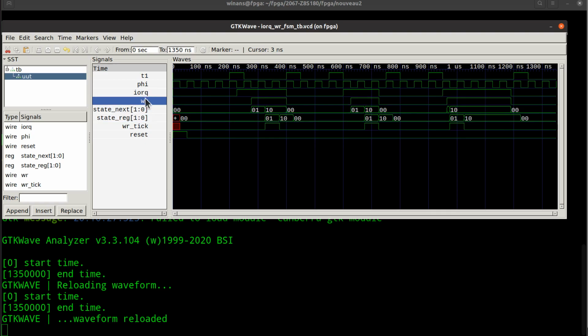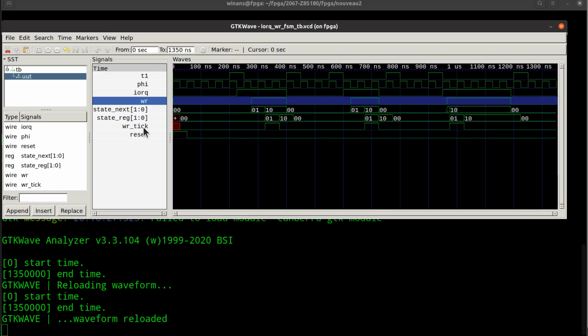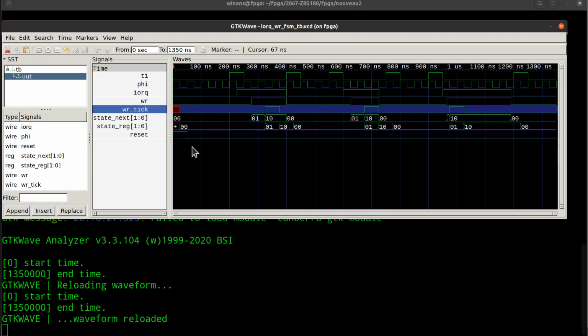We got IO rec and write. Remember, these are the inputs to this thing. I'm going to go ahead and turn on the wave highlight, and then I'm going to look at my write tick coming out. As you can sort of see here, IO rec and write look a lot like they do in the diagram, except they're both active high, true, instead of low. These pulses up here represent the point in time when T1 from the CPU is taking place. So this right there is the T1. There's T2, there's T wait, and there's T3 of an IO operation.